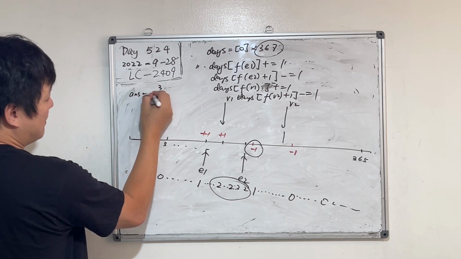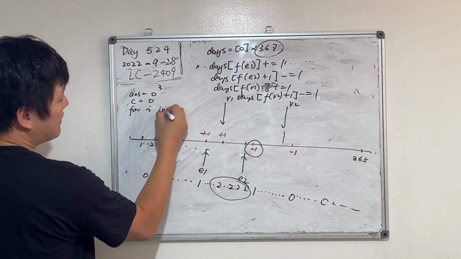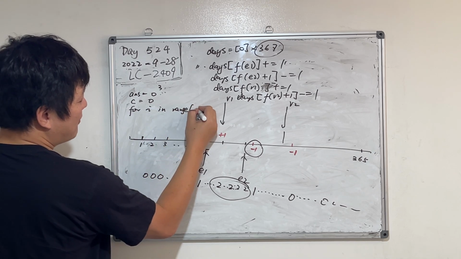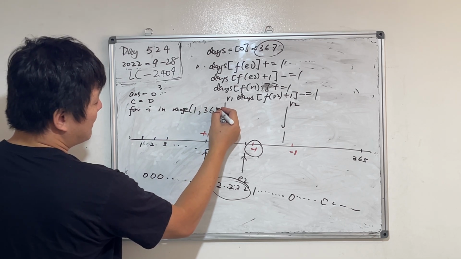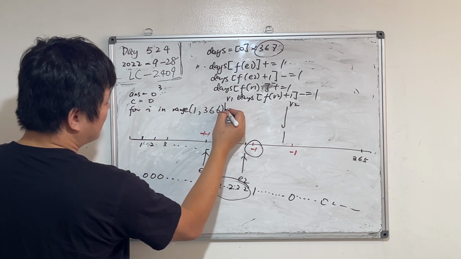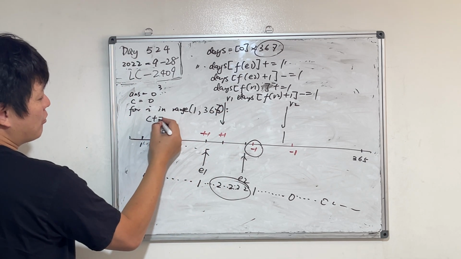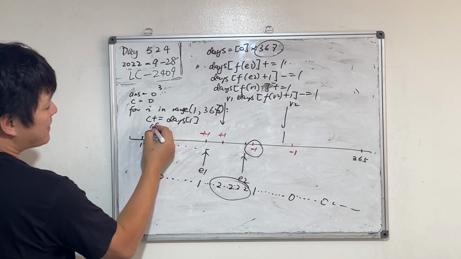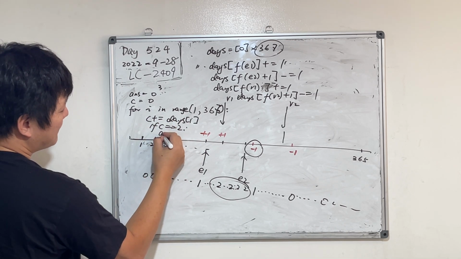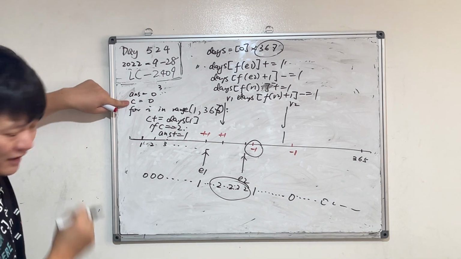Answer equals 0. C equals 0. For I in range, we start from what first day? 2, 366, right? 367, okay? C plus equal days[I]. If C equal 2, answer plus equal 1, right? And return answer. Look, C, the counter.